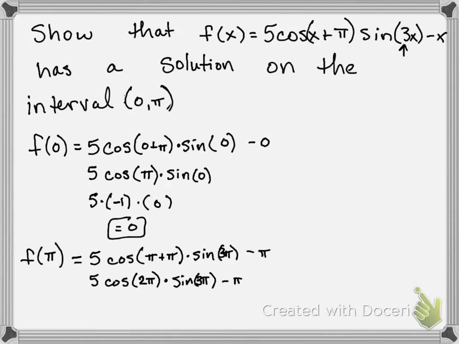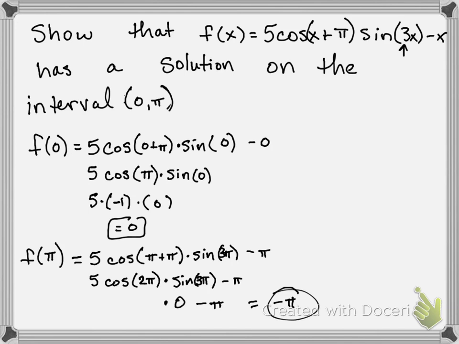But, just like that, pi is the same as 3 pi, though, right? Because this is 2 pi. One more time gives me 3. So what's the sine at 3 pi? So this whole thing's multiplied by 0, so that basically cancels that part. So you got 0 minus pi, so this is negative pi, right? Okay.